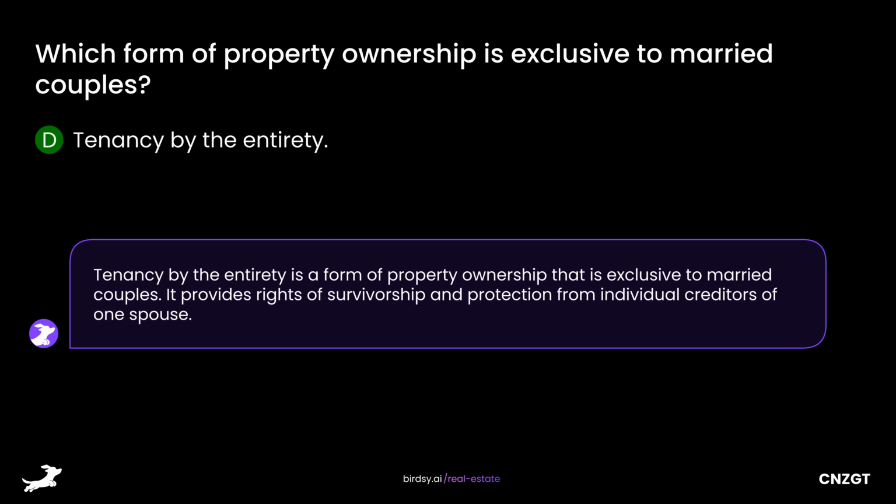Tenancy by the entirety is a form of property ownership that is exclusive to married couples. It provides rights of survivorship and protection from individual creditors of one spouse.